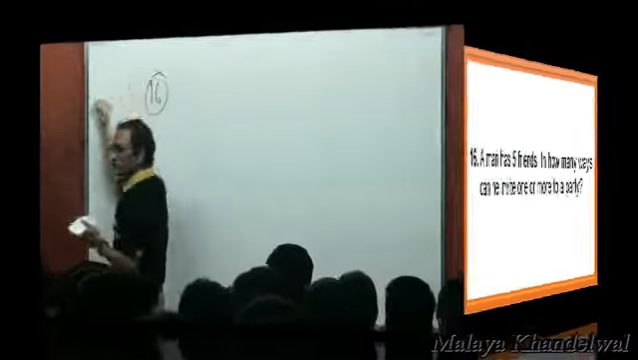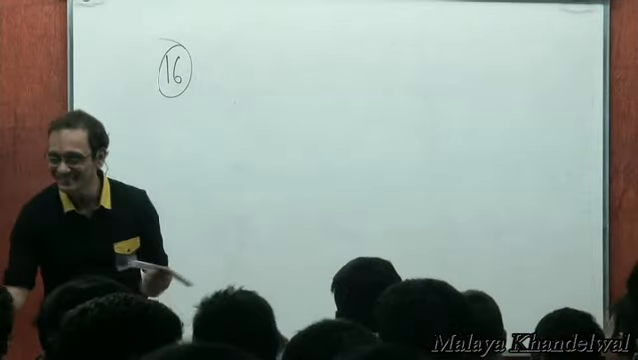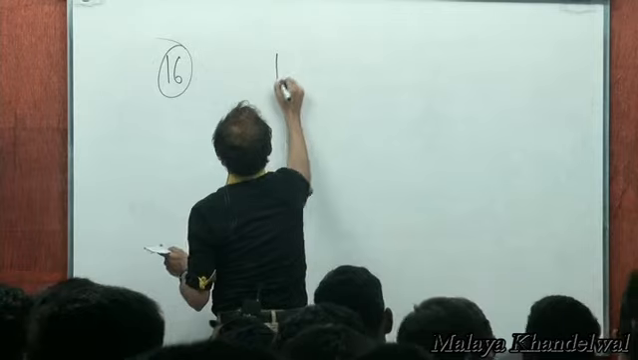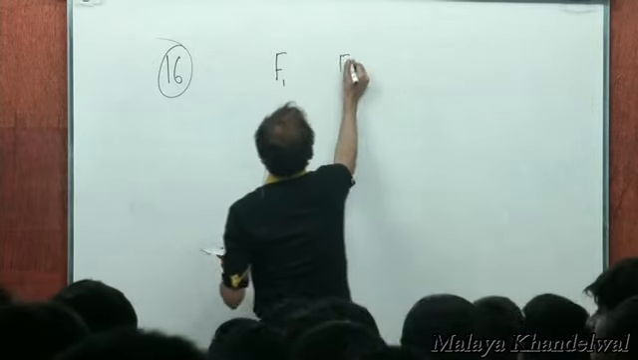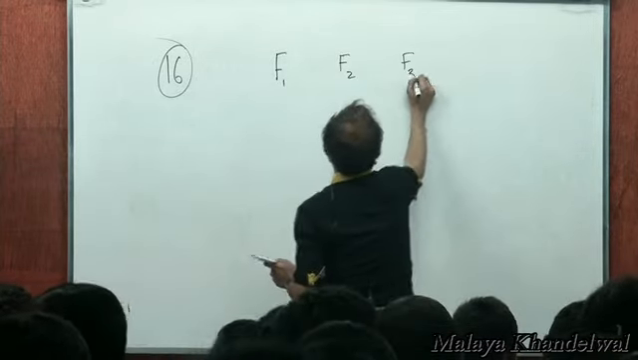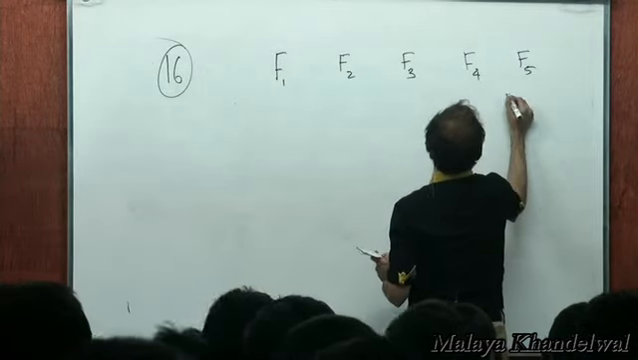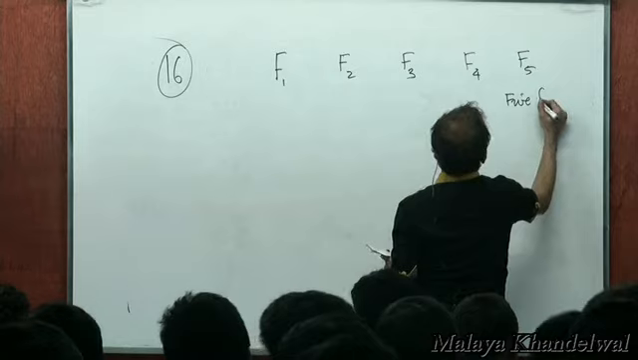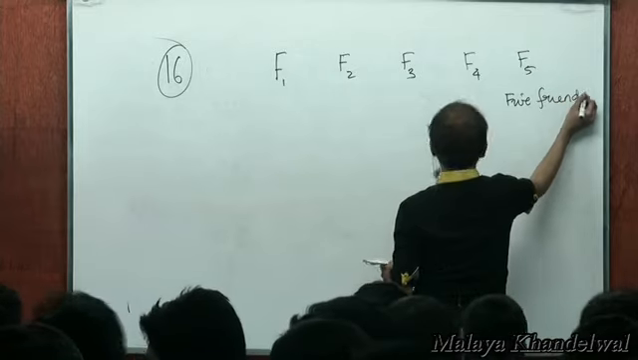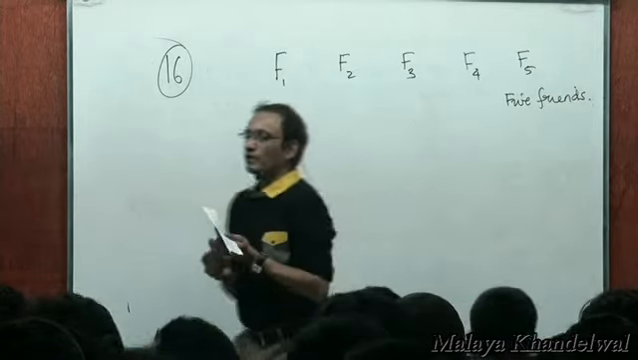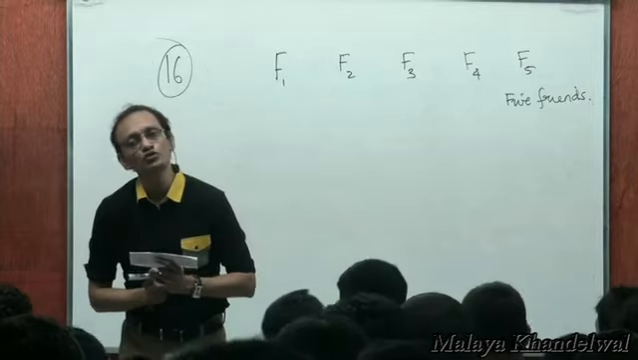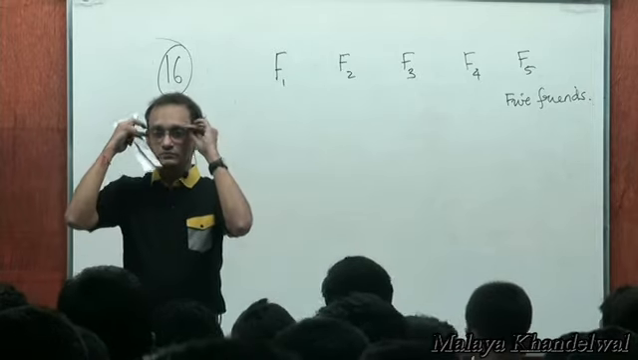Five friends means obviously 5 different friends. F1, F2, F3, F4, F5 are the 5 friends. In how many ways can he invite one or more to a party?